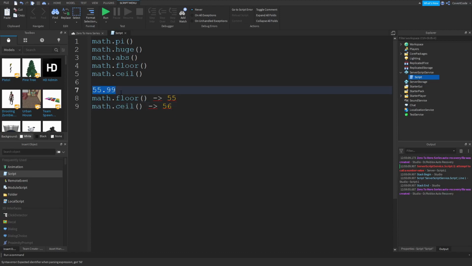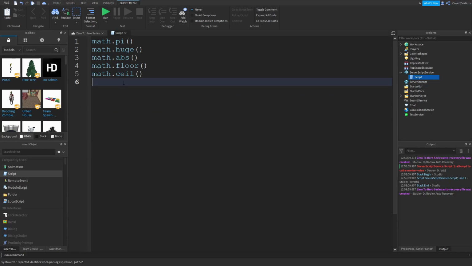So this is how you would use it, like that. You just put the number inside of the parentheses, and these functions would give you these respective outputs. Now, one more function which is pretty useful for comparing is math.max, okay?